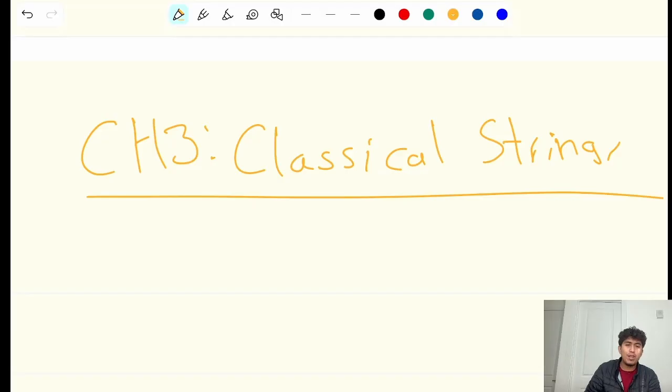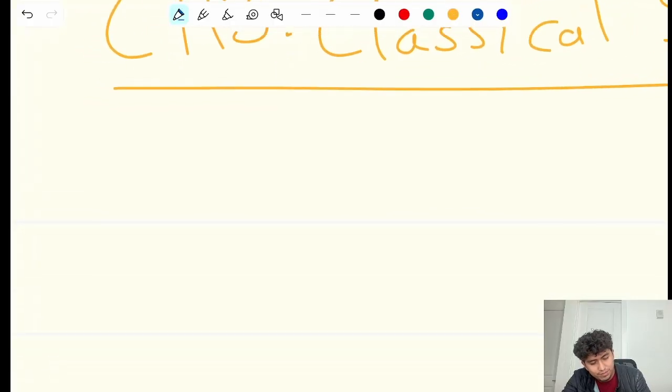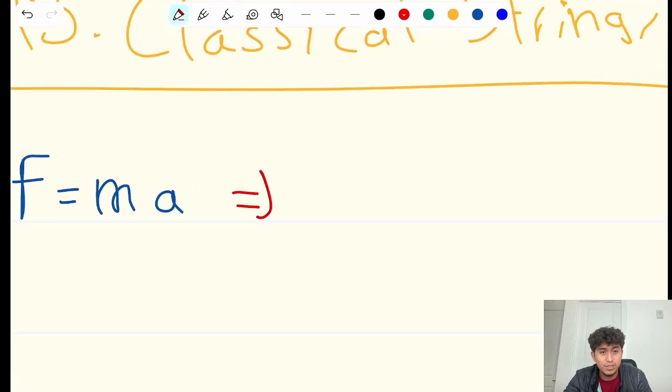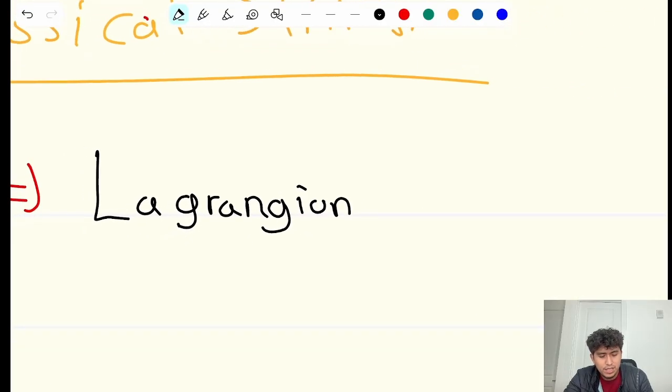Okay, so why do we care about this? We're describing strings. We want to understand the simplest string. And instead of F equals ma, we're going to use an equivalent formulation called Lagrangian mechanics. Anything that you can do in Newtonian mechanics, you can do with Lagrangian mechanics, and vice versa.